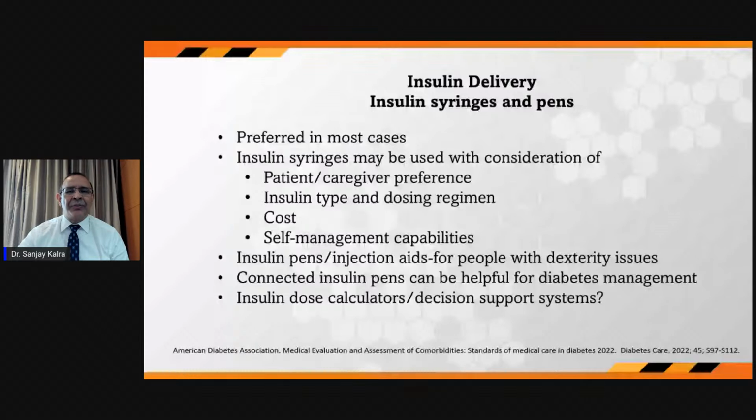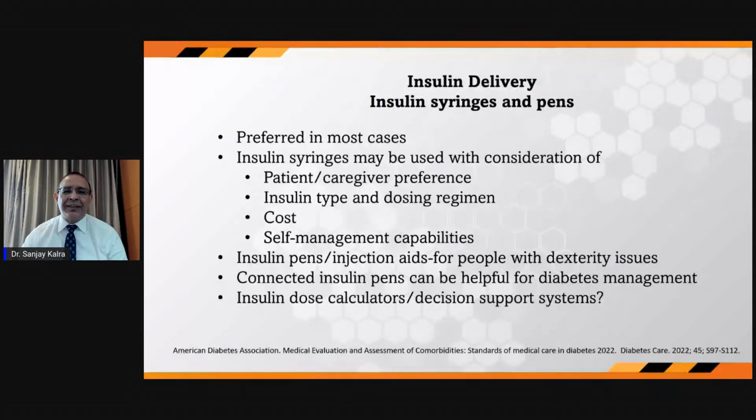But in the vast majority of patients, we prefer insulin syringes and pens. Like I said, I prefer pens. In many centers, syringes are used. In general, it will depend upon the cost and upon self-management capabilities. But it also depends upon the time taken to teach. 3T, time taken to teach. 4T, time taken to teach technique. What we have seen in our hospital is that it takes less time to teach about a disposable pen than it takes to teach about a syringe and vial. So be aware of that.